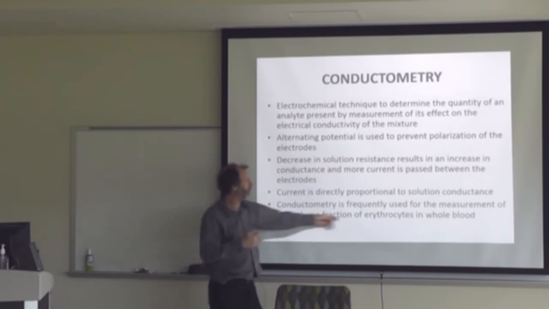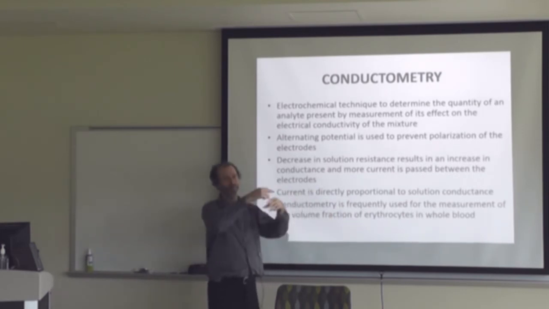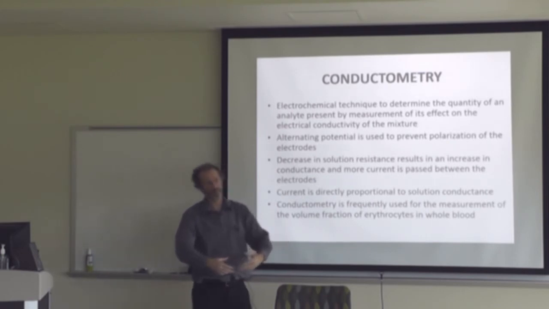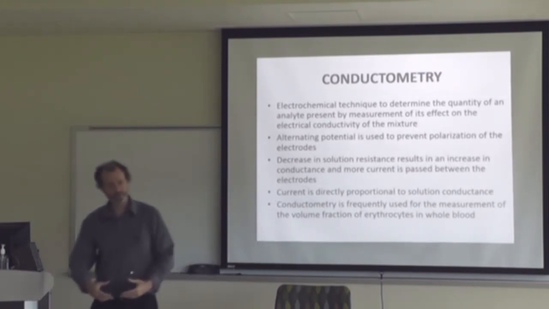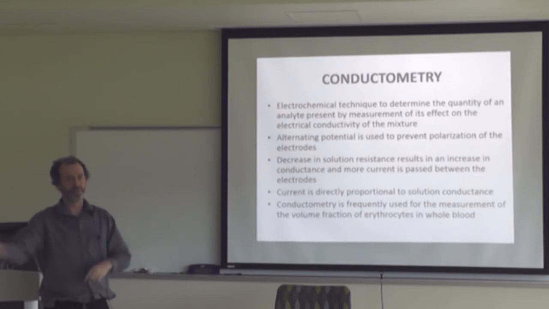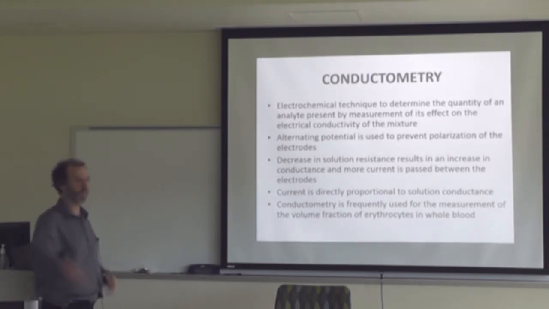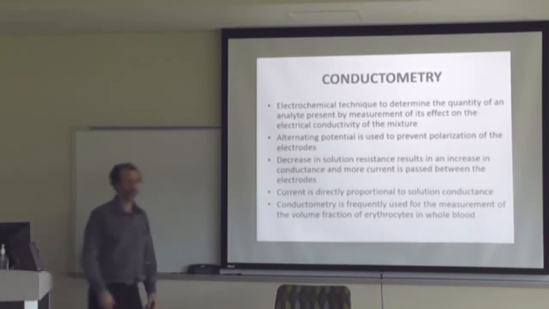So the more erythrocytes you have, the less conductive that blood will be, because you have these large, membranous bubbles basically in that solution. So there's less electrolyte solution there to exchange that current. Does that make sense? Okay.